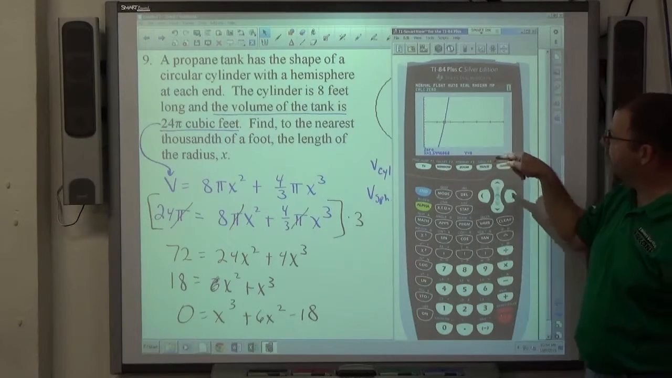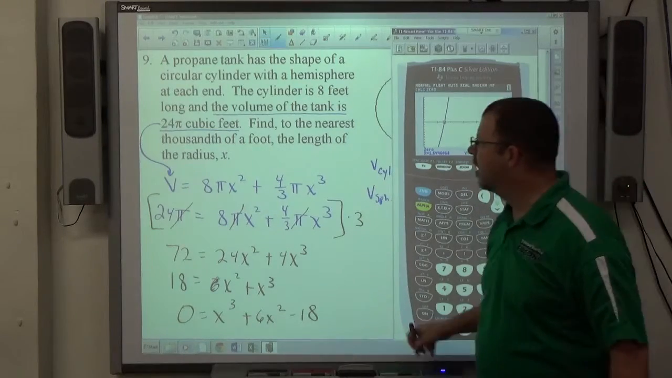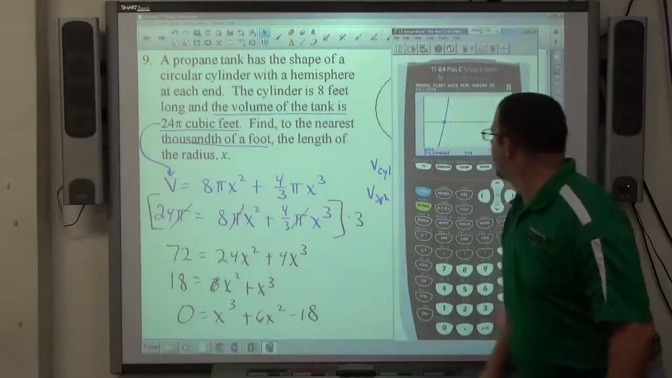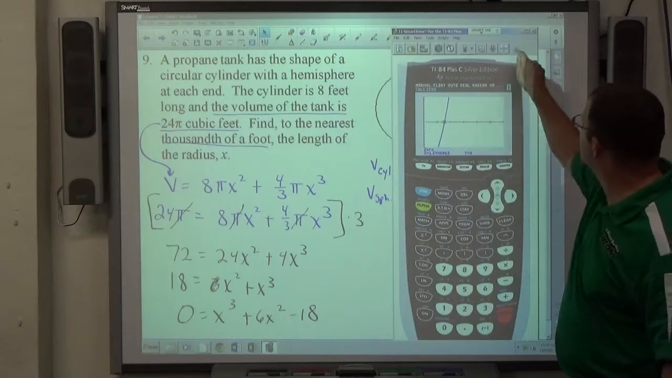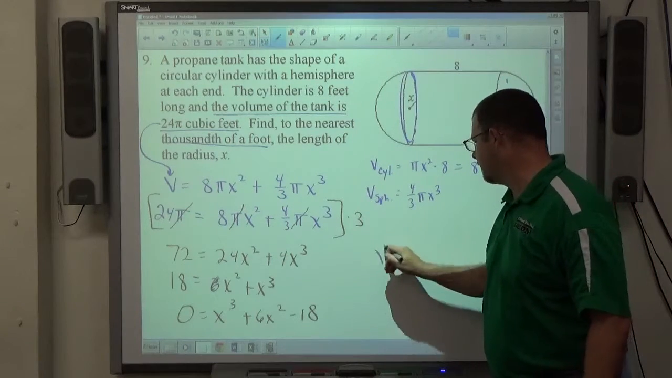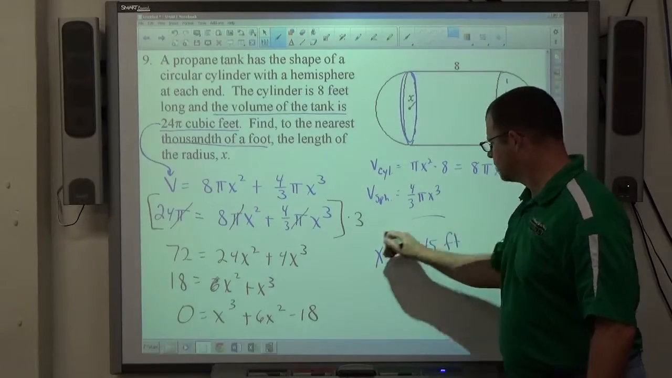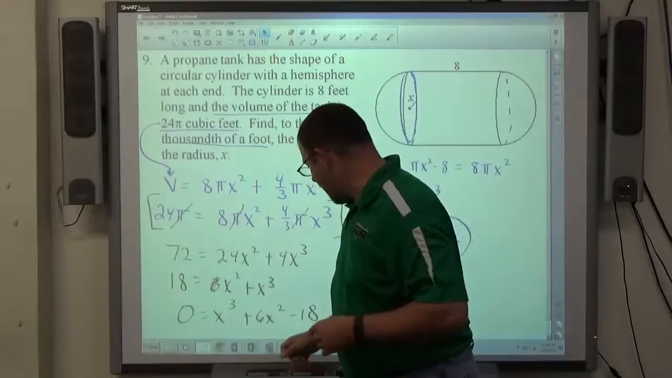So 1.544668. It does say to the nearest thousandth of a foot. Thousandth is 3 decimal places. So we'd want to go with 1.545, because the next number is a 6. So 1.545 feet. If you wanted to verify that, the volume is supposed to be 24 pi.